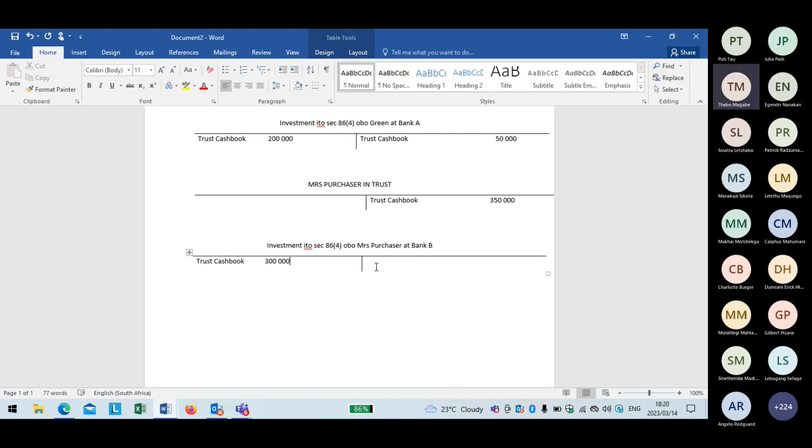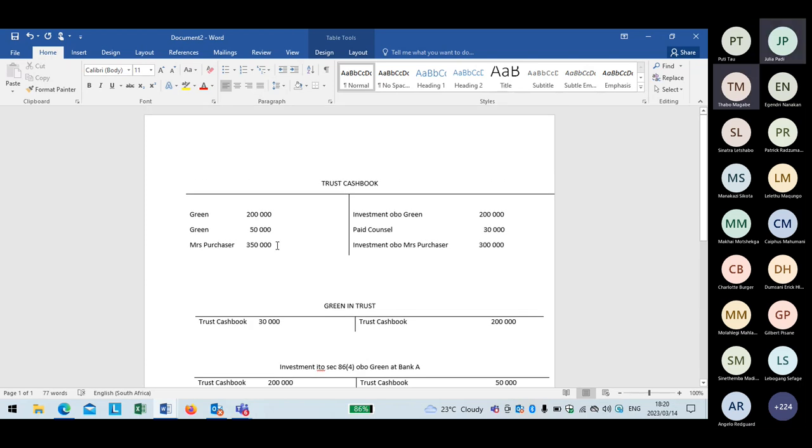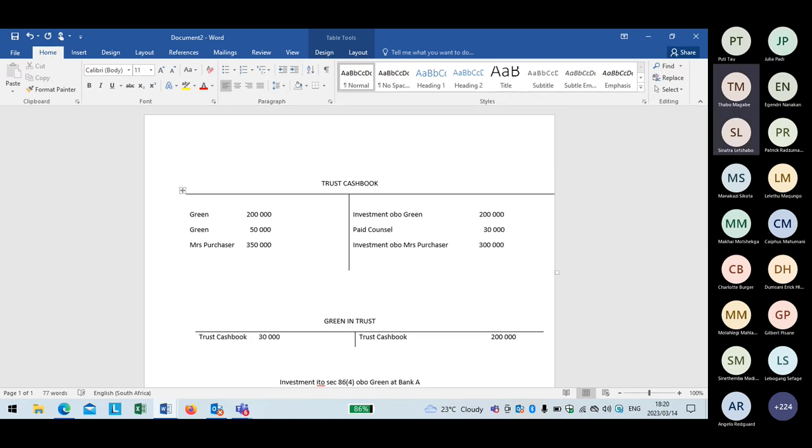Can we go to 5 now? 5 says you receive various amounts totaling 700,000 from a variety of clients in trust. What do you do here? You debit the trust cash book. You go to the trust cash book and debit, not so? Yes. And your narration will be? Various clients.